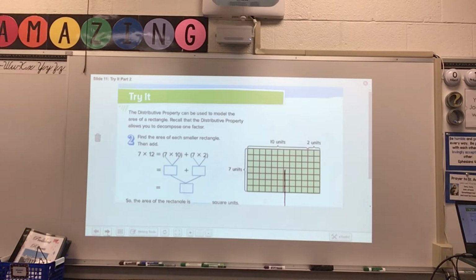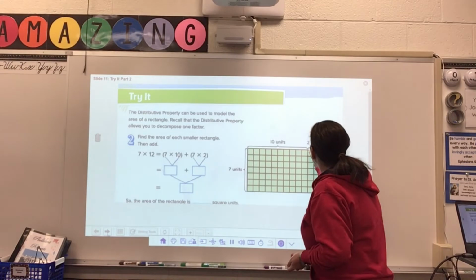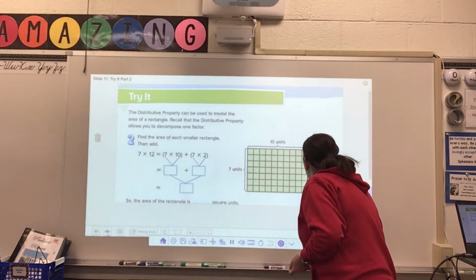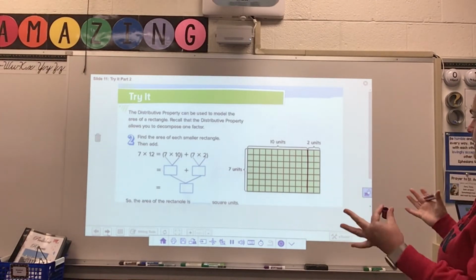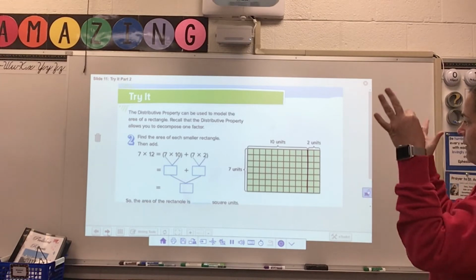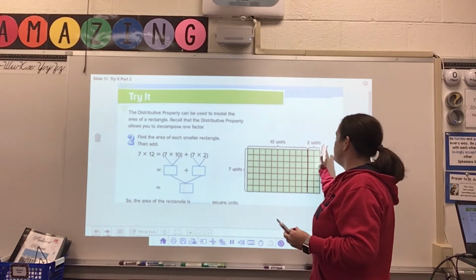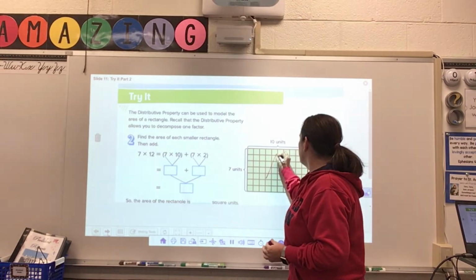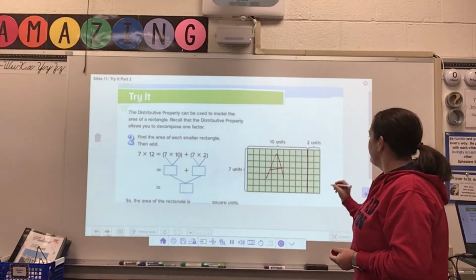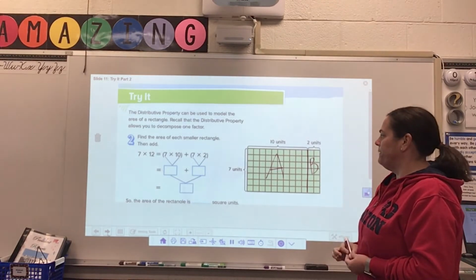Oops, my line moved. I'm going to redraw that line here. There we go. Maybe you can see it better now. All right, so I'm going to take this large rectangle that I've now decomposed into 10 units and 2 units. So this is going to be like our rectangle A. This whole big rectangle is rectangle A, and then we'll label this smaller one rectangle B. That's kind of like the first example that we did.